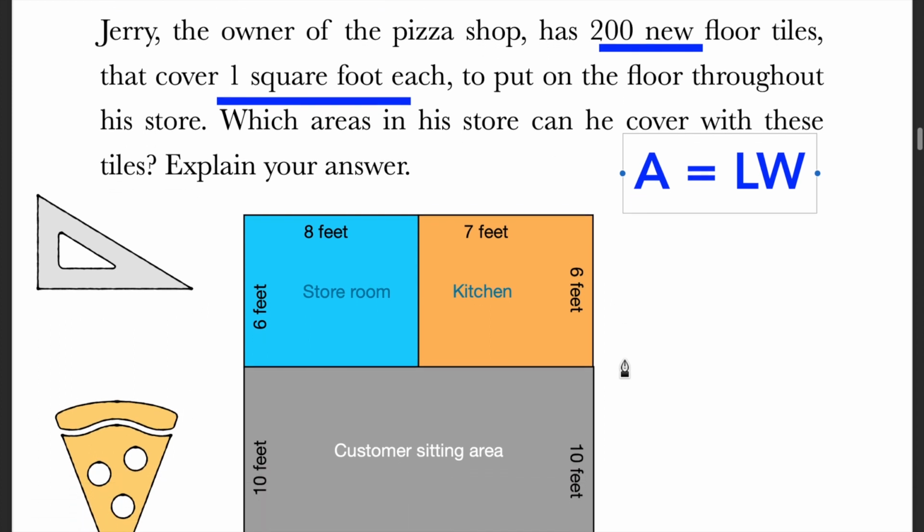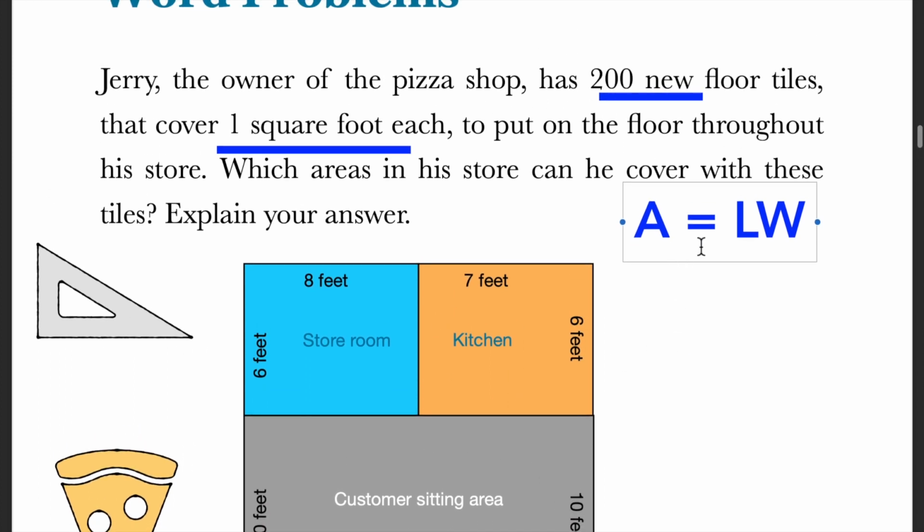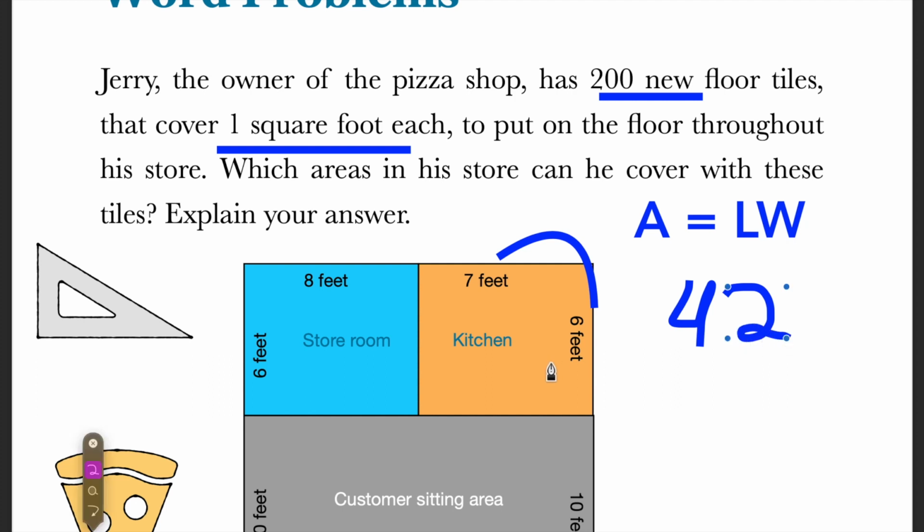Well, first of all, we're going to figure out how much area is in his store right here. And how we do that is area is equal to length times width. Let's figure out the area of each of these components. So let's take 7 times 6. This is the length and the width of the kitchen. What's the area in square feet of the kitchen? Well, that's 7 times 6, right? So 7 times 6 is going to give us 42. So 42 square feet is the area for the kitchen.